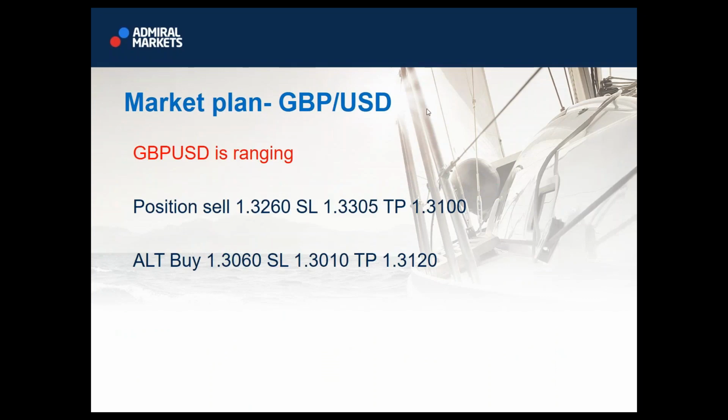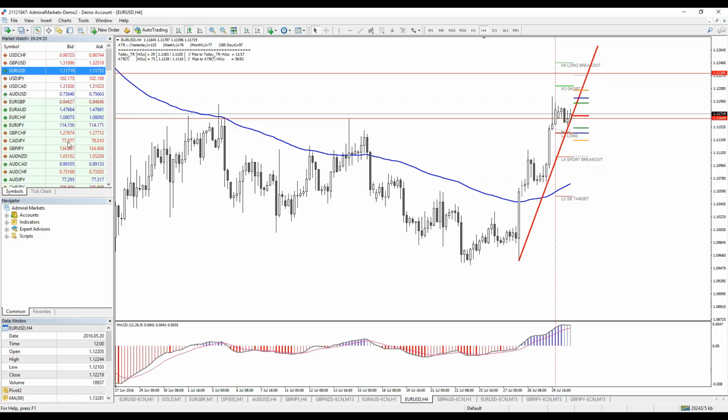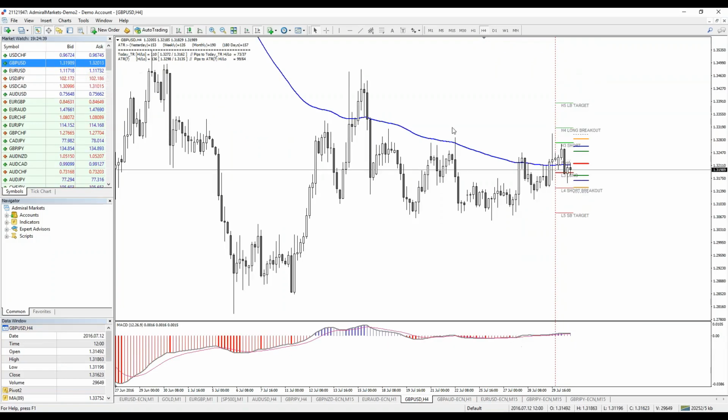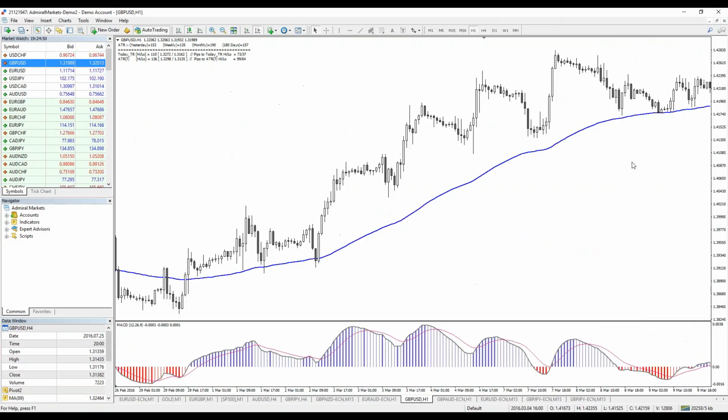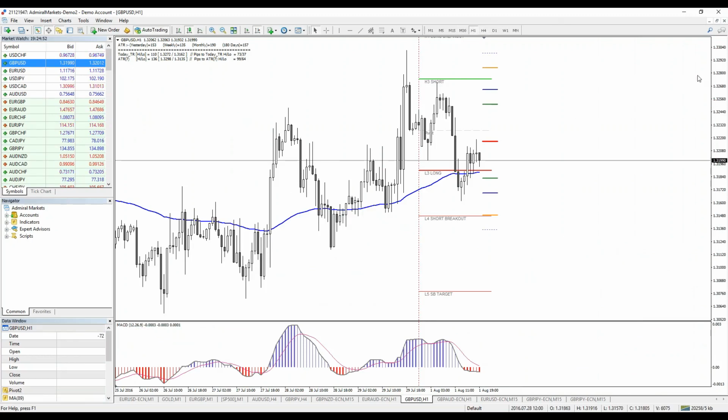Pound Dollar is ranging well. Again, guys, Pound Dollar, we can sell it around 1.3260 and buy at 1.3060. I think the similar setup was previous week, and here you can see this is the range, guys. This is very, very clear. The range in this pair on 4 hours is showing a big range. Here also you see there is a big range.